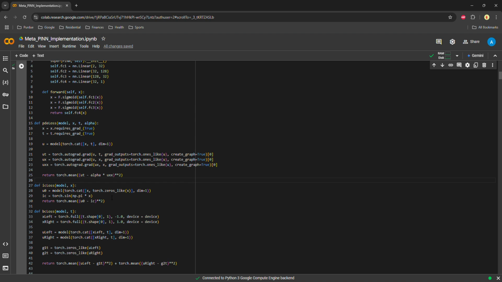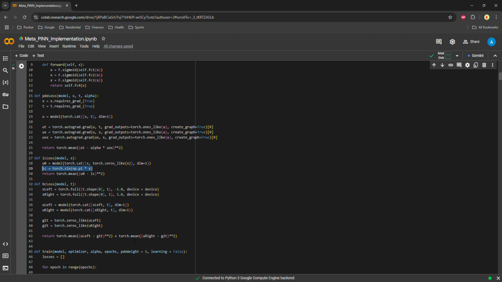And the other two loss functions cover the initial condition and the boundary condition. So the initial condition we're implementing here is a simple sine wave, whereas the boundary condition is just a constant zero boundary condition on both sides.